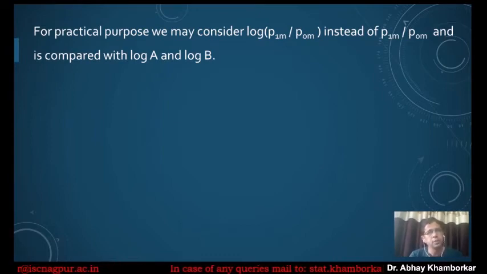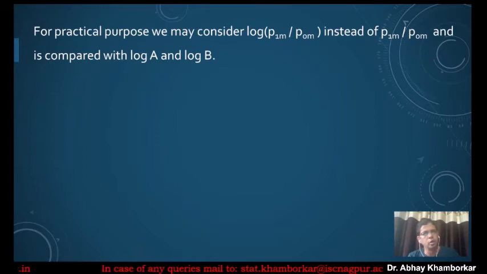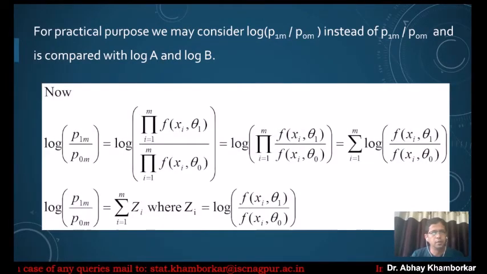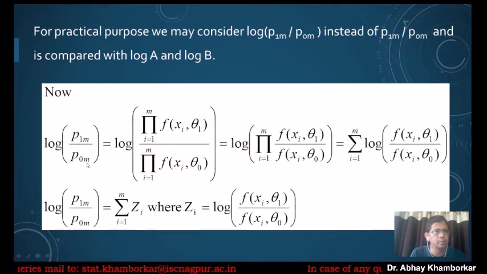In such cases, instead of a and b, we will use the constants log a and log b. So when we use the ratio log of p1m upon p0m, the sequential probability ratio test can be written using these two constants also. Of course, for that log of p1m upon p0m, we can solve this, where p1m is nothing but the likelihood function under h1, and p0m is the likelihood function under h0.